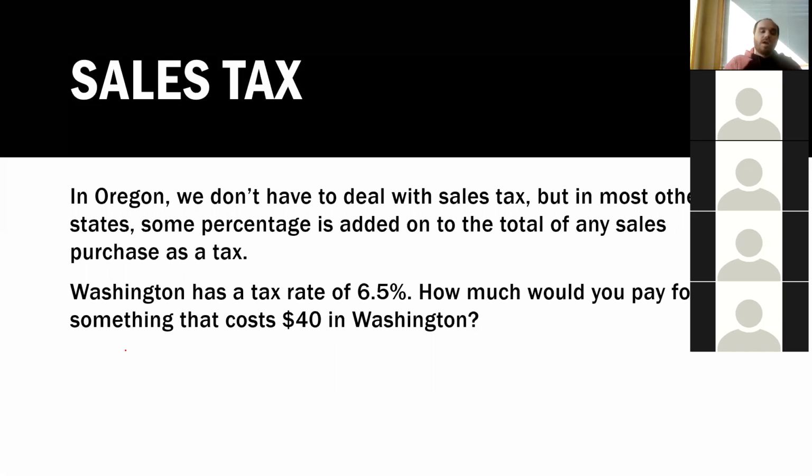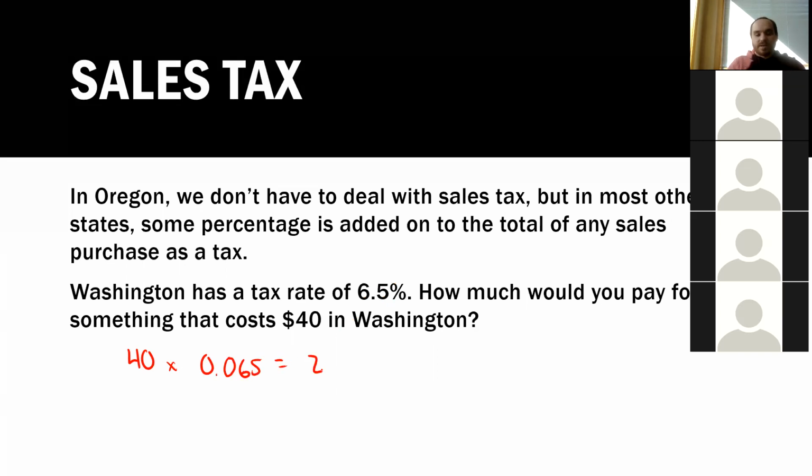Yeah. So we need to start off with $40 and we need to figure out the sales tax. So we're going to multiply that by 6.5 as a decimal. Remember that for 6.5 as a decimal, we have to divide this by 100. So it's not 0.65, it's 0.065.